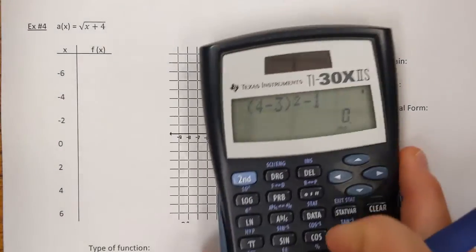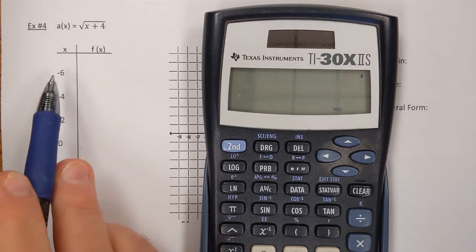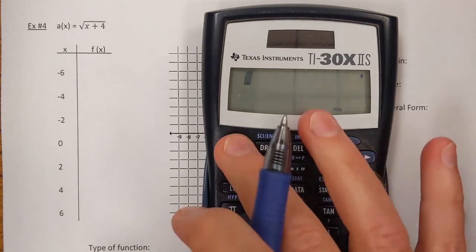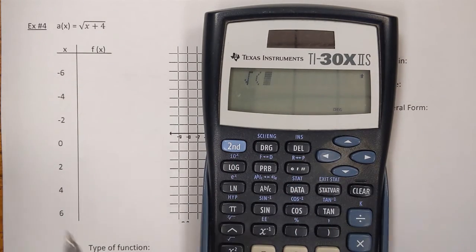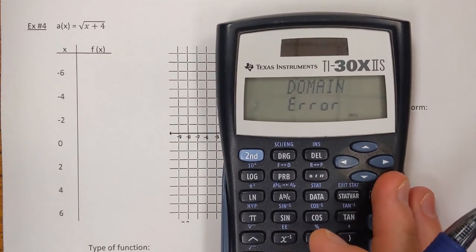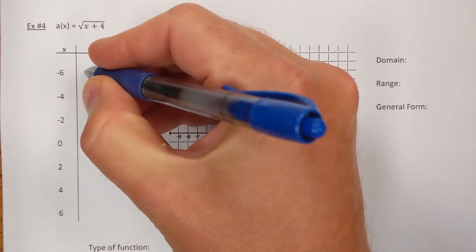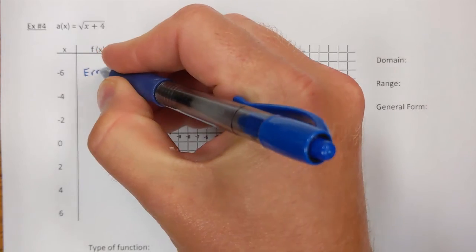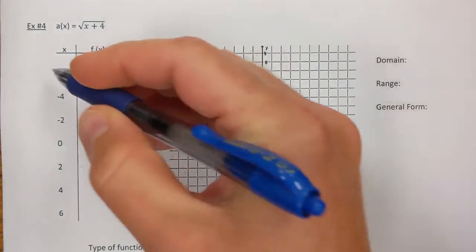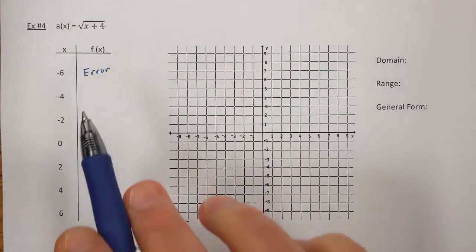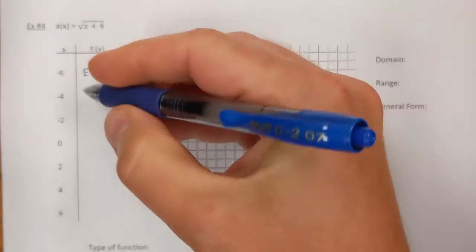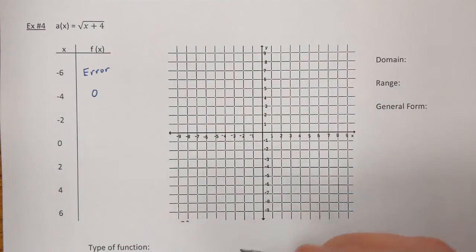You will get an occasional error in your calculator while you try to do this. So like on example number 4, if I plug in a negative 6 into the square root, it'd be the square root of negative 6 plus 4. I'm going to get an error in my calculator. If that ever happens, you can literally just write the word error here, and you'll kind of skip that point. But you'll find the rest of these points will have solutions that you'll be able to graph.